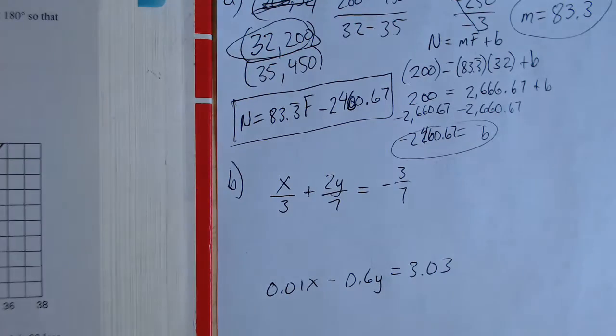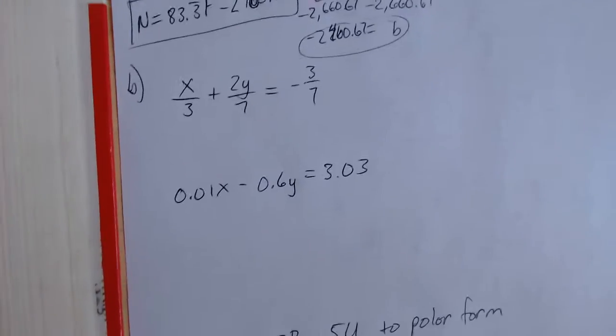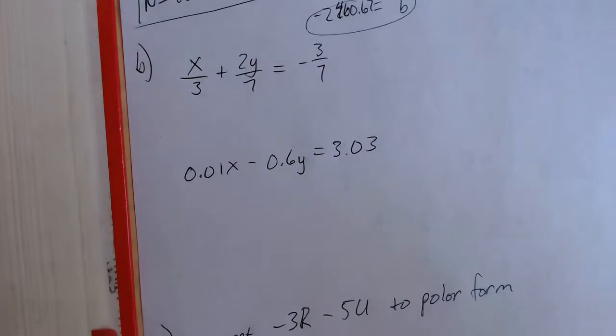Now moving on to B. Sorry, this is going to be probably the longest video of the year because this is a lot of heavy stuff. So B, we have two equations. They're both written in different forms. All we have to do is rewrite each equation in whole numbers.